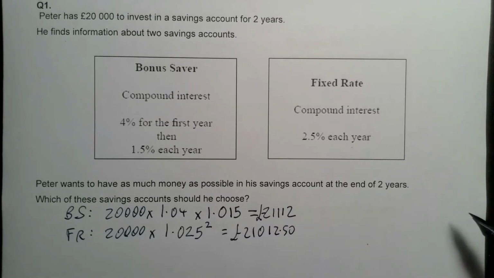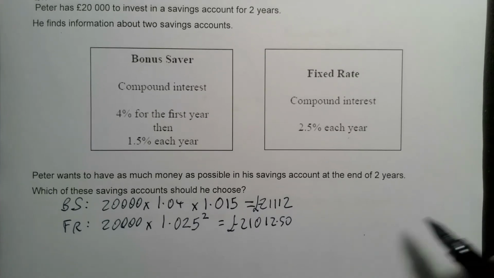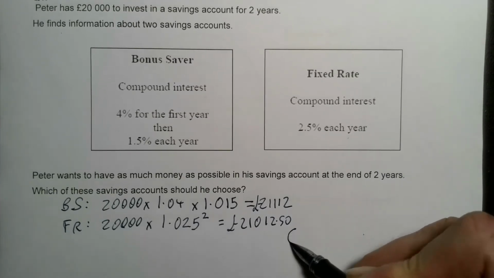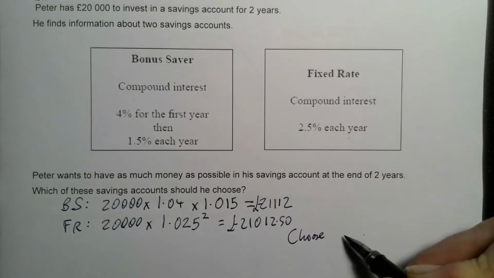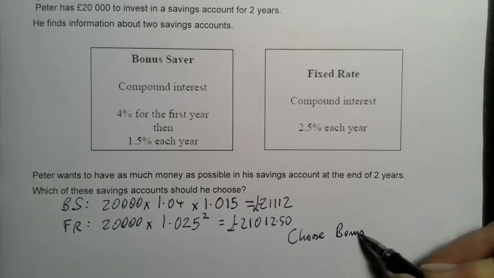So at this point, to get full marks, you need to say choose bonus saver.